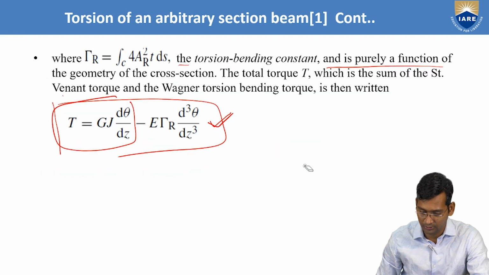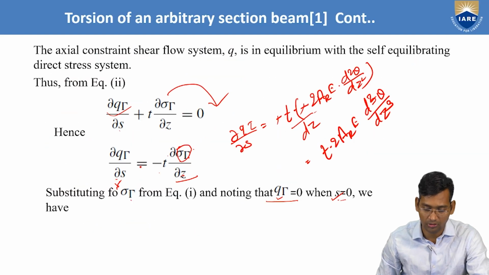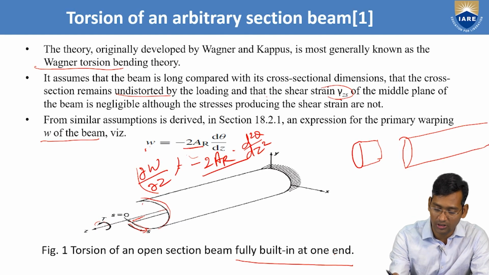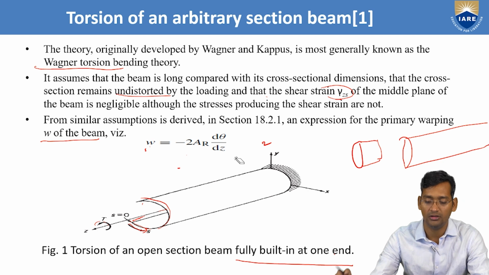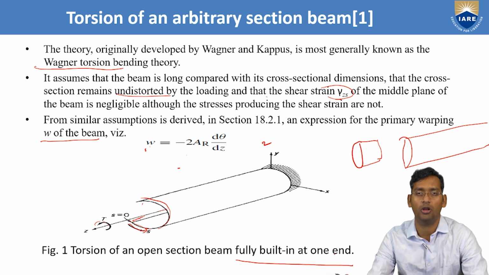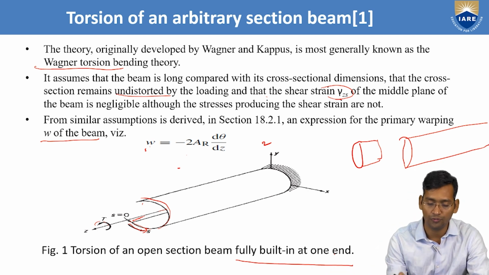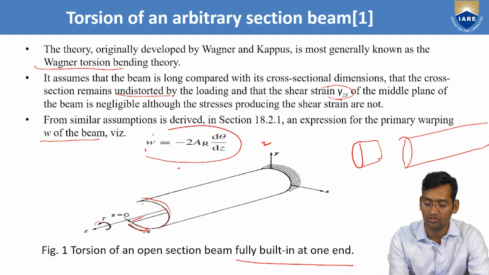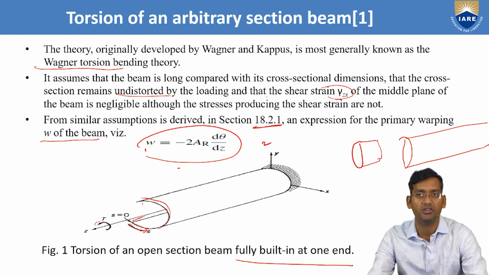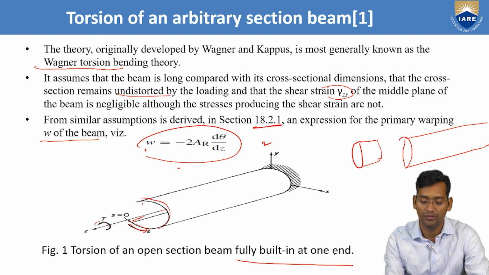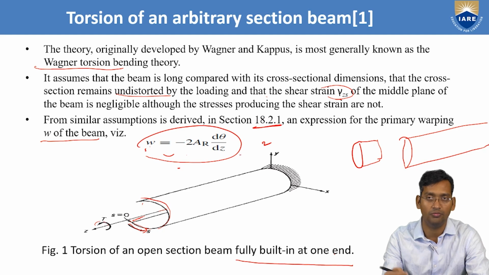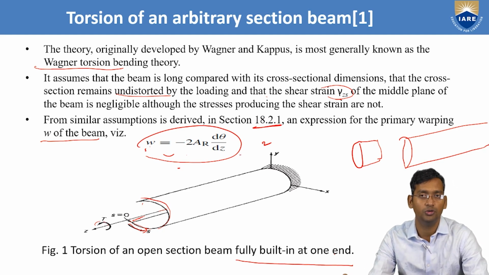Okay, now let me recall quickly. This is an open section beam, in which we have to find the torsion. So from where did we start? The warping. For the warping equation we already got, as in Megson's book, section 18.2.1, you can see how they derived it and got the warping as equal to minus 2AR d theta by dz. Here we are not deriving that, we simply use it.